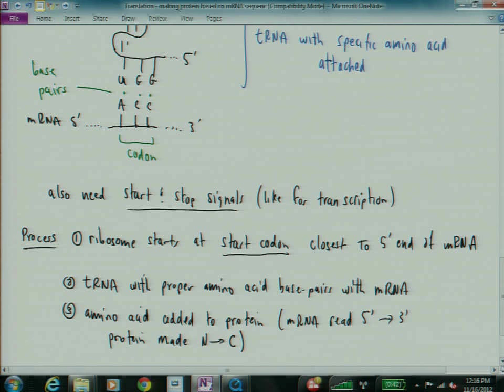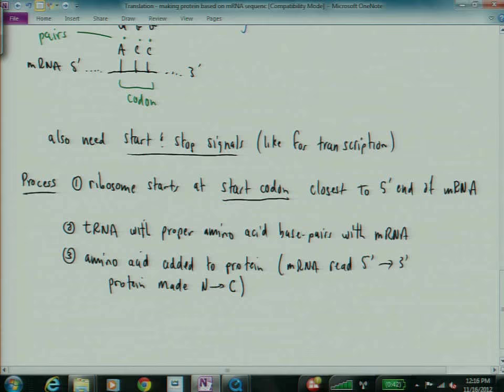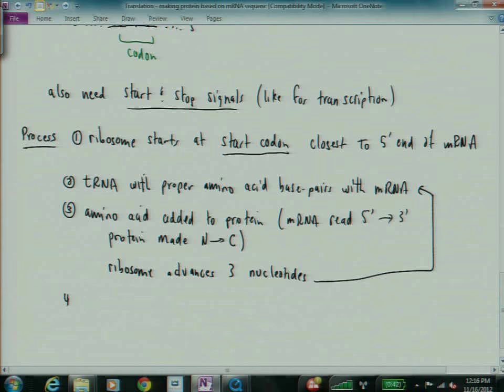And then the ribosome advances 3 nucleotides, and this process repeats. And you basically repeat that until you run into the stop codon, and the mRNA and the protein are released.